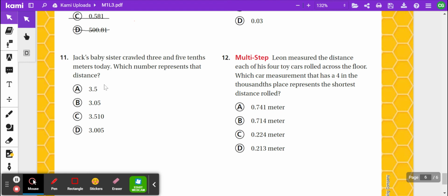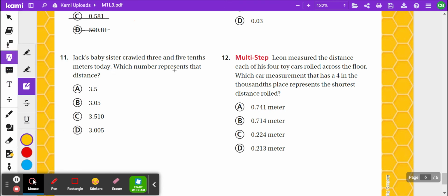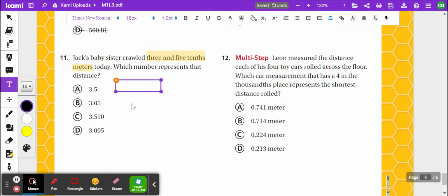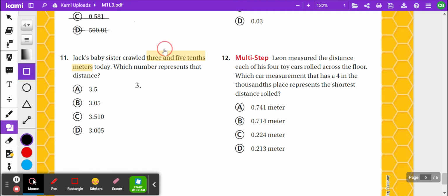Okay, so now let's look at 11. Jack's baby sister crawled 3 5/10 meters long. Oh, how sweet. Which number represents that distance? So I'm going to have 3 5/10 meters long. Here's what I'm going to do. I have the 3, right? We said that the "and" is a decimal. So I want you to get into the habit that when you see that decimal here, you'll put a dot. I don't want a square, I want a circle.